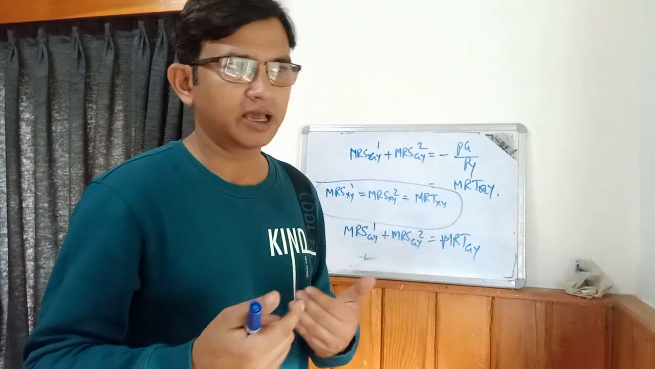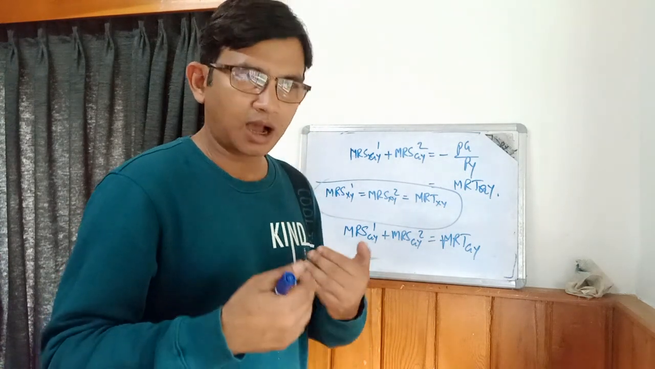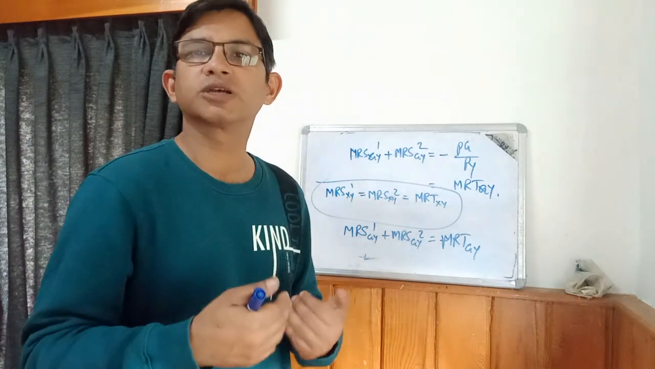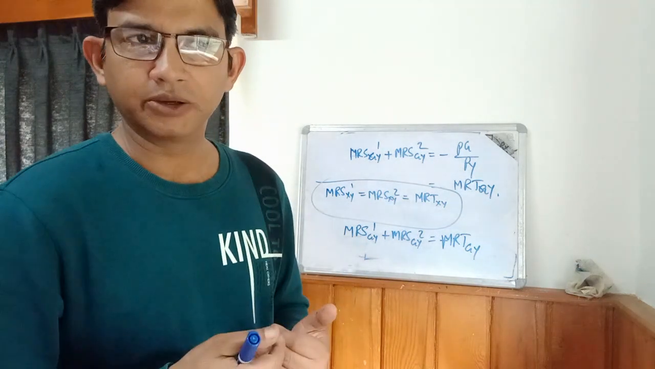In my next lecture, I'll bring the problem of free rider. How can the problem of free rider create overconsumption and underproduction of public goods?